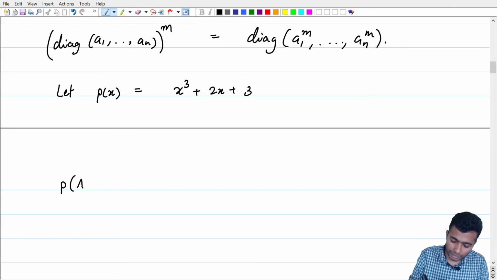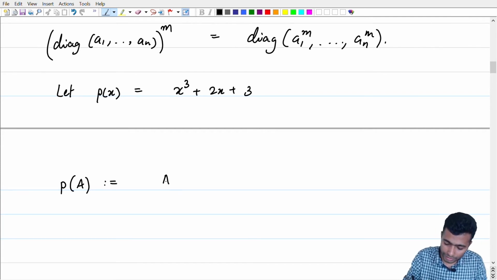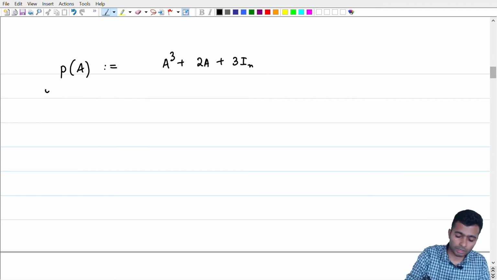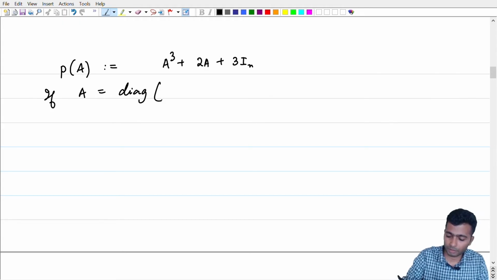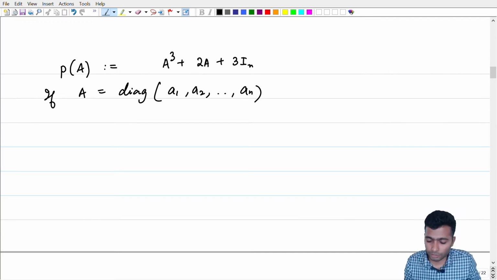For any square matrix A, p of A is defined as A cube plus 2 times A plus 3 times the identity matrix, where the identity matrix is of size n, where n is the size of our matrix A. So if A is a matrix of the type diagonal of a1, a2, a3, up to an, let's look at a diagonal matrix of size n.